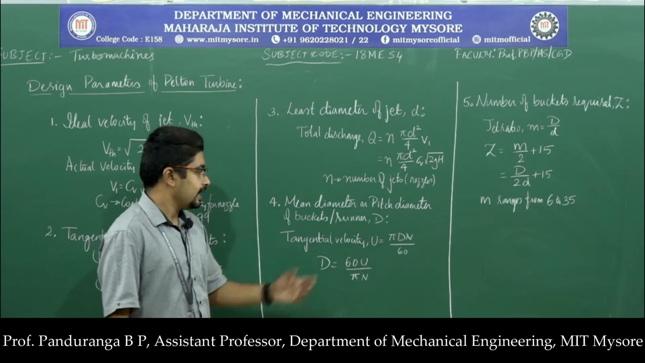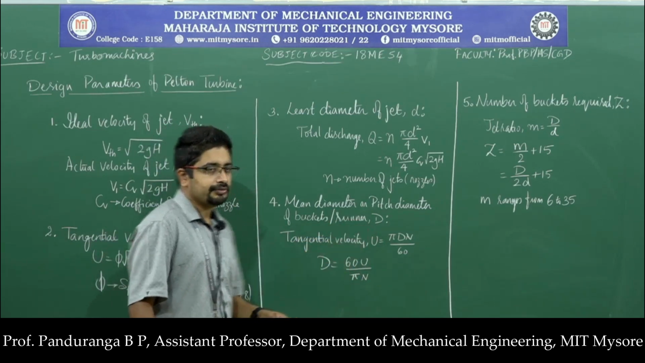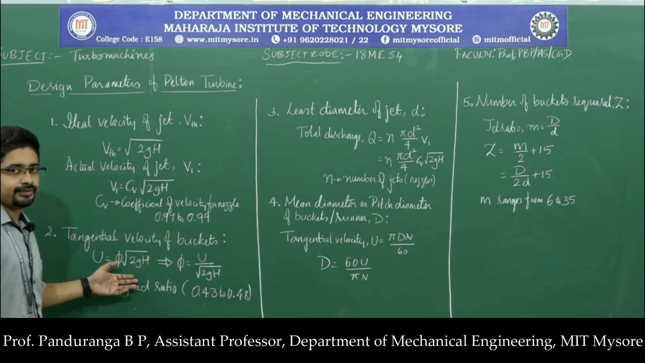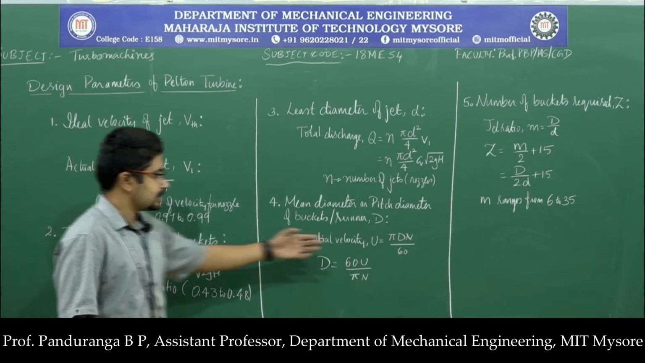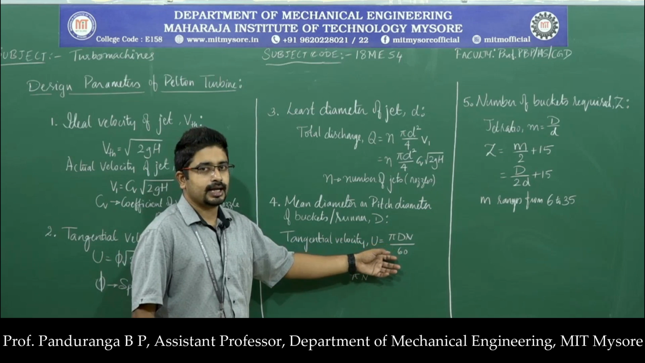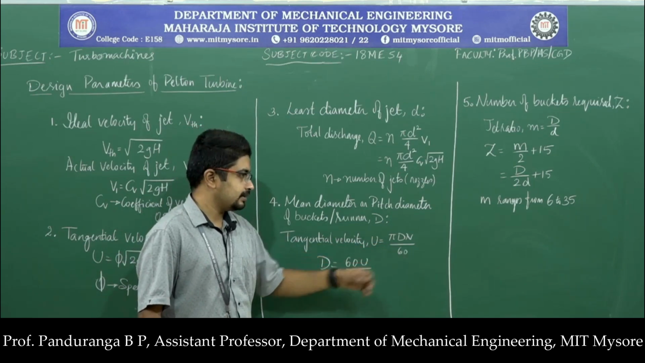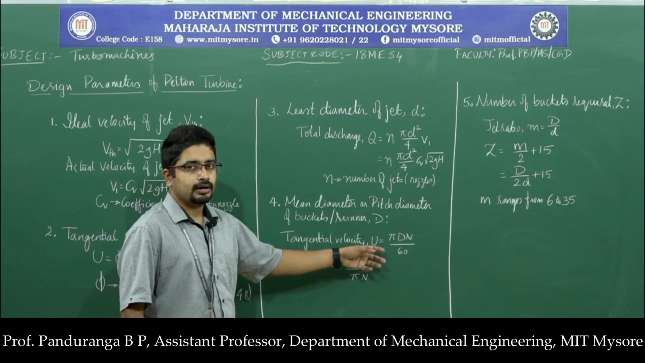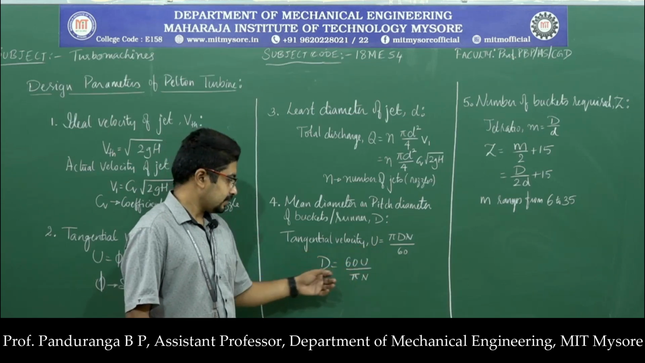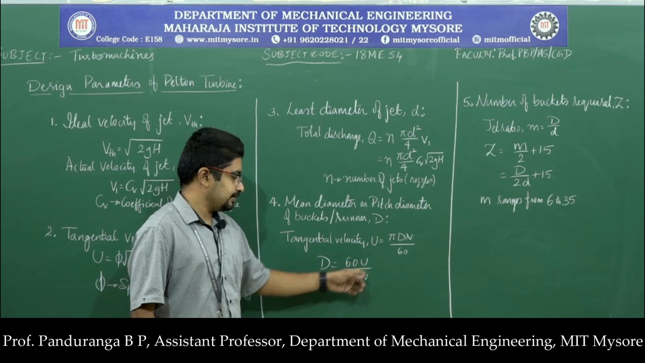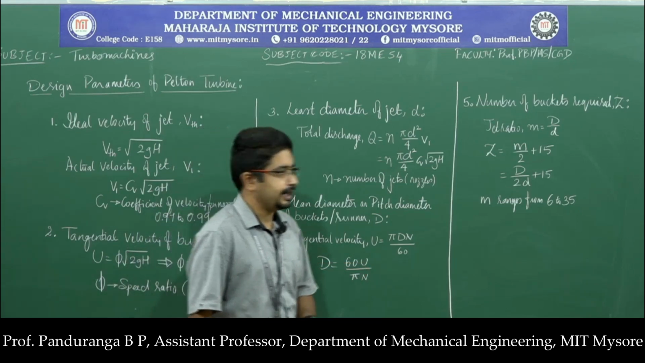And then the mean diameter or the pitch diameter of the bucket or the runner is denoted by capital D, and to know that we need the tangential velocity of the buckets. So the tangential velocity of the buckets can be written as pi into n into d divided by 60. So here D can be written as 60 into u divided by pi into n.